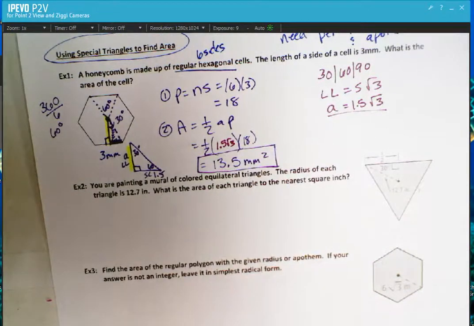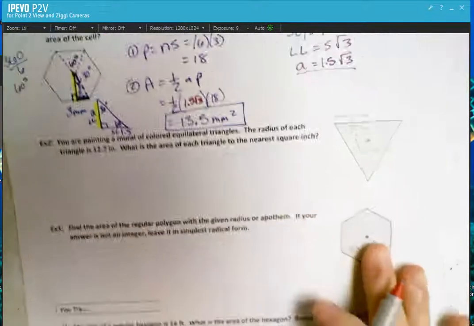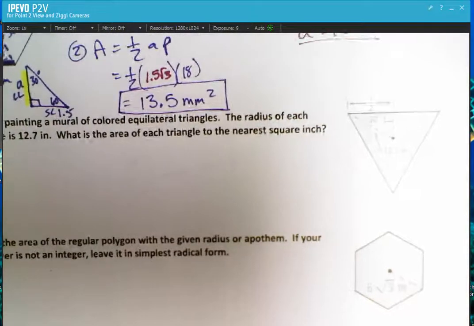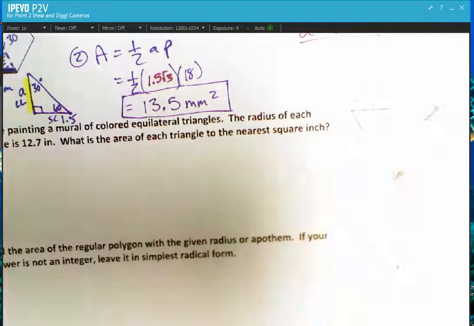All right, let's try these again. So you are planning a mural of colored equilateral triangles. The radius of each triangle is 13.7. What is the area of the triangle to the nearest inch? Okay, so we want to take a look at this. So we know it is an equilateral triangle, which means these are all 60.